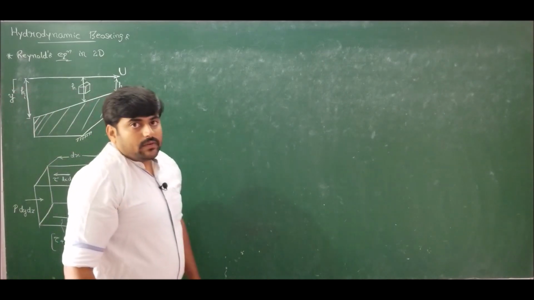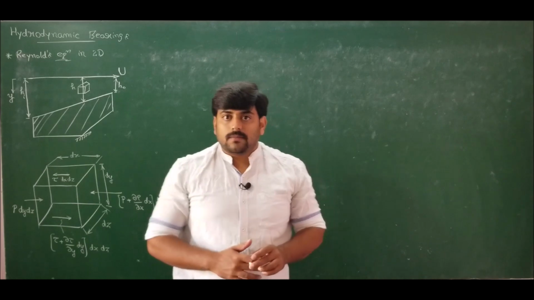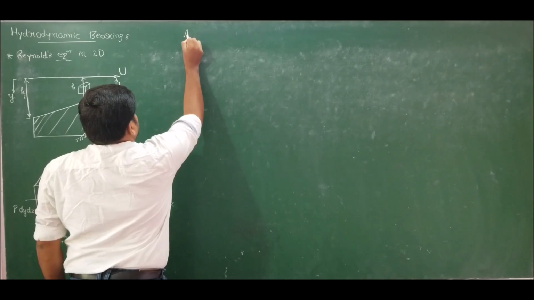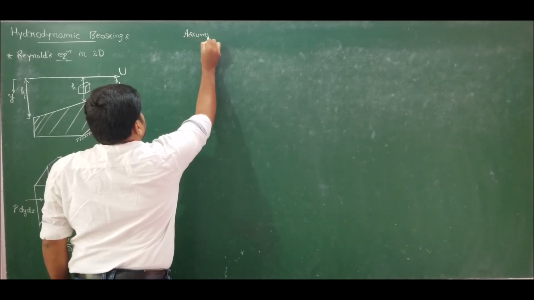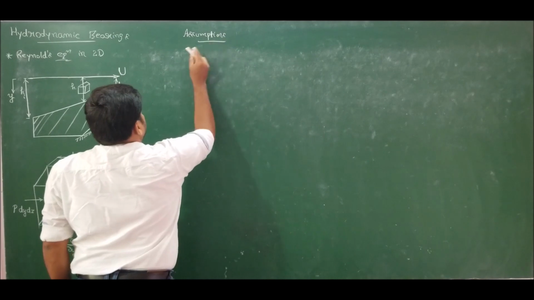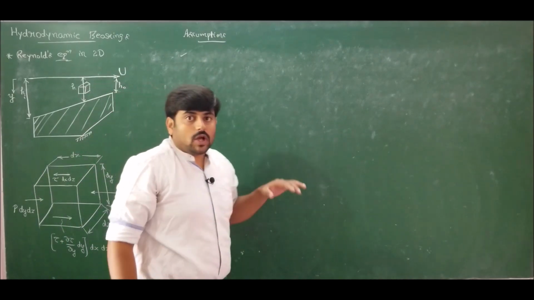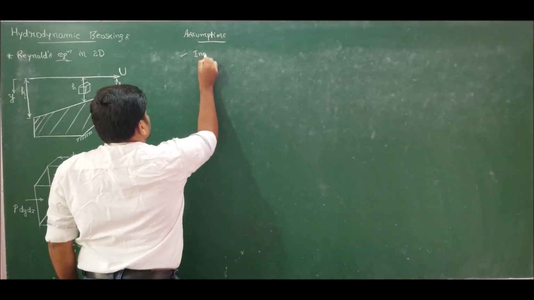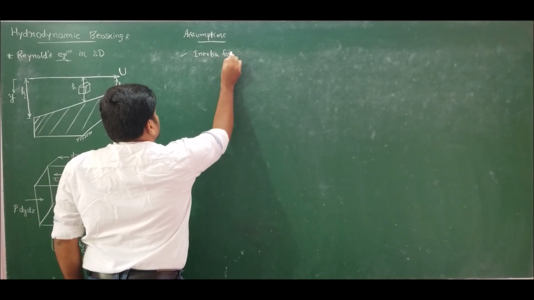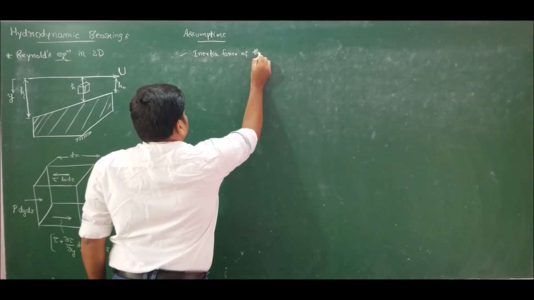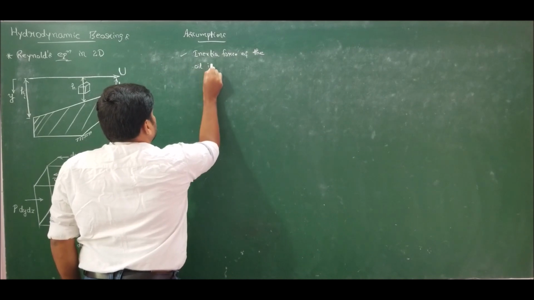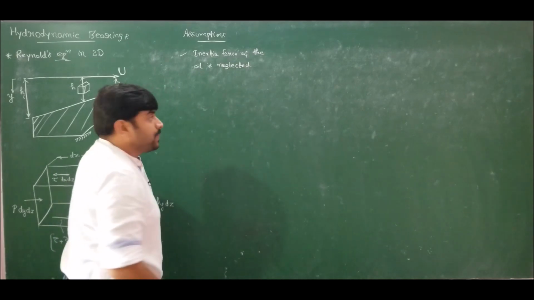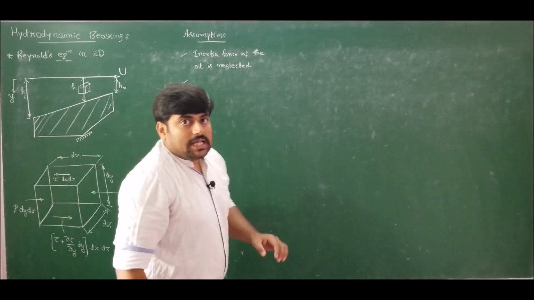Now this Reynolds equation in 2 dimensions is derived based on many assumptions. Those assumptions are also very important for us. So the assumptions are: the first assumption is that the inertia force of the flowing oil is neglected. Second thing, the oil is Newtonian.